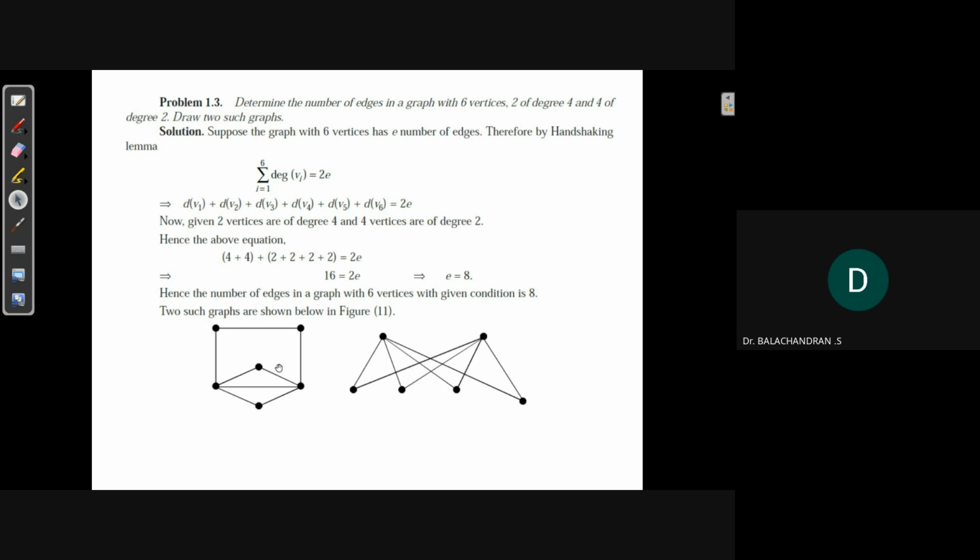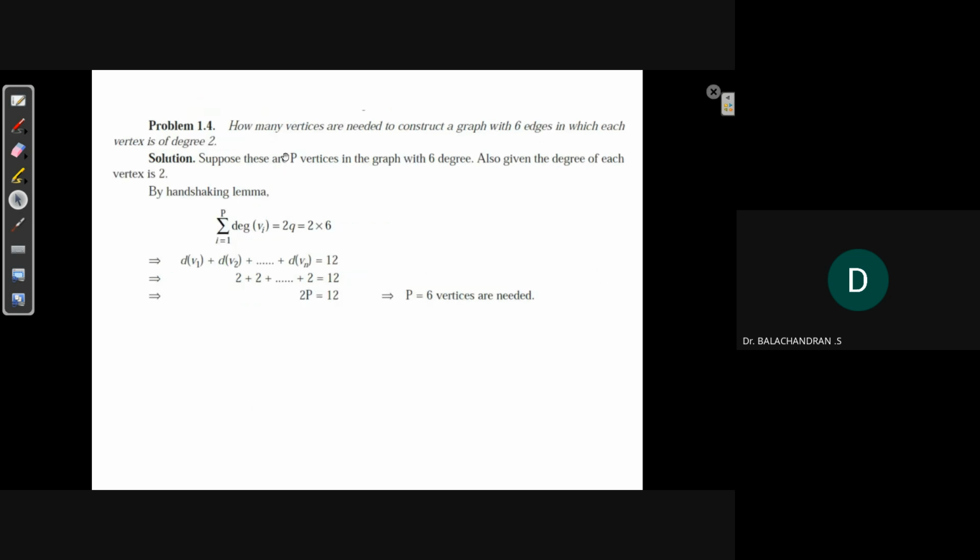This is also another example. Okay. So first you can draw a C4 like this, and then you can draw like this. Then you get these two vertices are degree 4, and the remaining 4 vertices are degree 2. I feel this one is slightly easier. Okay, hence I think we solved this problem. Okay, now next.